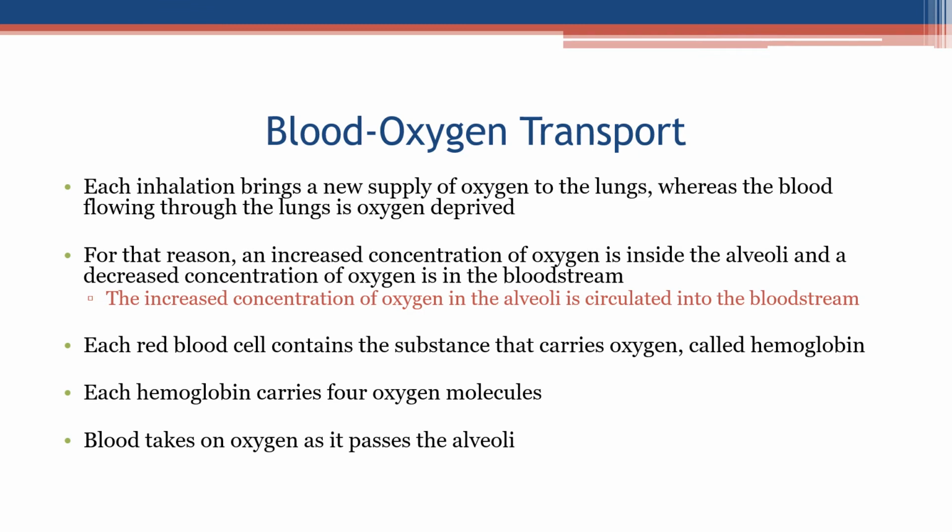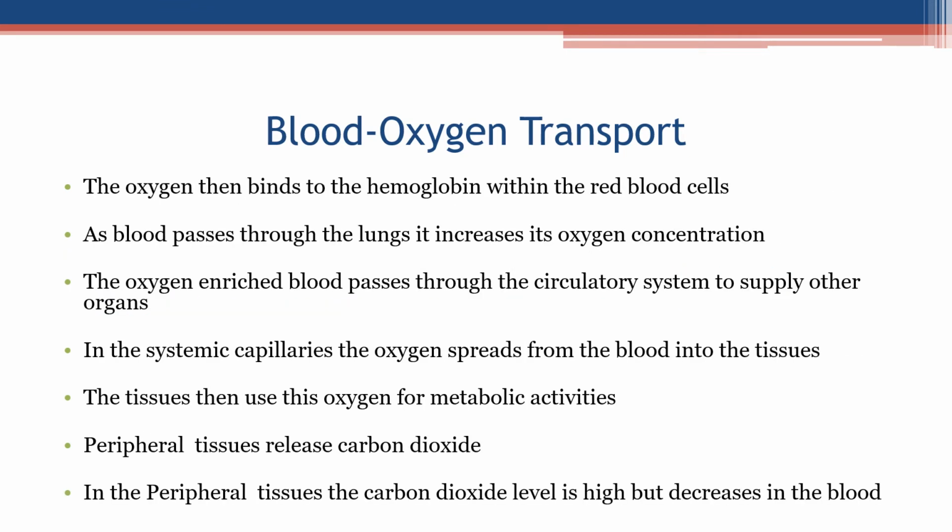Blood takes on oxygen as it passes the alveoli. The oxygen then binds to the hemoglobin within the red blood cells. As blood passes through the lungs, it increases its oxygen concentration. The oxygen-enriched blood passes through the circulatory system to supply other organs. In the systemic capillaries, the oxygen spreads from the blood into the tissues.